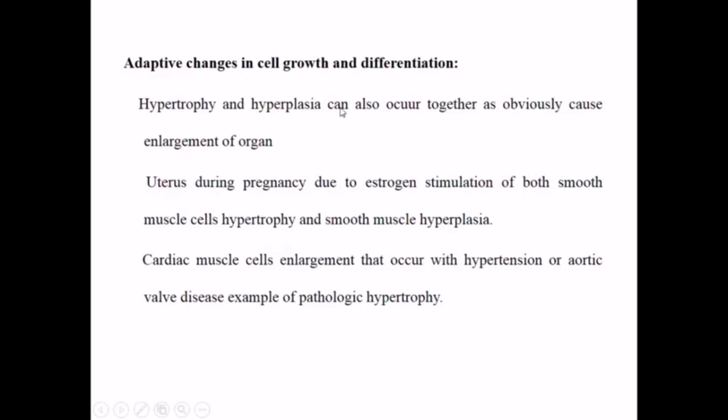Hypertrophy and hyperplasia can also occur together and cause enlargement of the organ, as during pregnancy in the uterus, because of estrogen stimulation of both muscle cell hypertrophy and smooth muscle cell hyperplasia. Cardiac muscle cell enlargement occurs with hypertension or aortic valve disease. This is an example of pathologic hypertrophy.